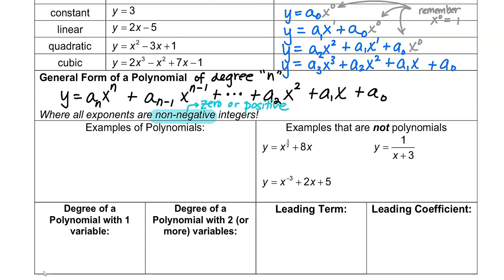So not negative is just a way of including 0, right? Because normally we just say positive numbers, but 0 can be a part of it, and so therefore we have to make sure we include that. And then integers.